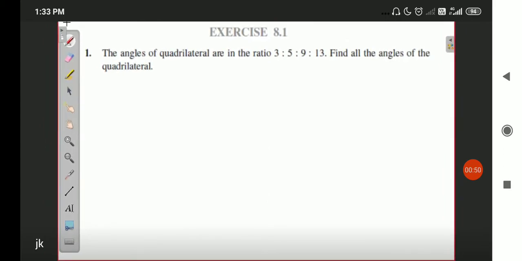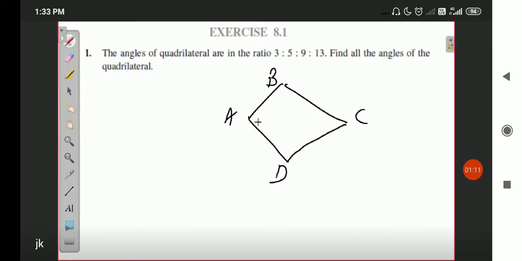So question number 1 is, the angles of a quadrilateral are in the ratio 3, 5, 9 and 13. Find all the angles of this quadrilateral. It is quite easy. Suppose you have this quadrilateral. For each and every question a diagram is to be drawn in your copy. So for this quadrilateral ABCD, you will let angle A be 3x, angle B be 5x, angle C be 9x. Why are we letting this? Because whenever we are given a ratio, we let it be 3x, 5x, 9x, like we did in the previous chapter as well for sides, and angle D be 13x.